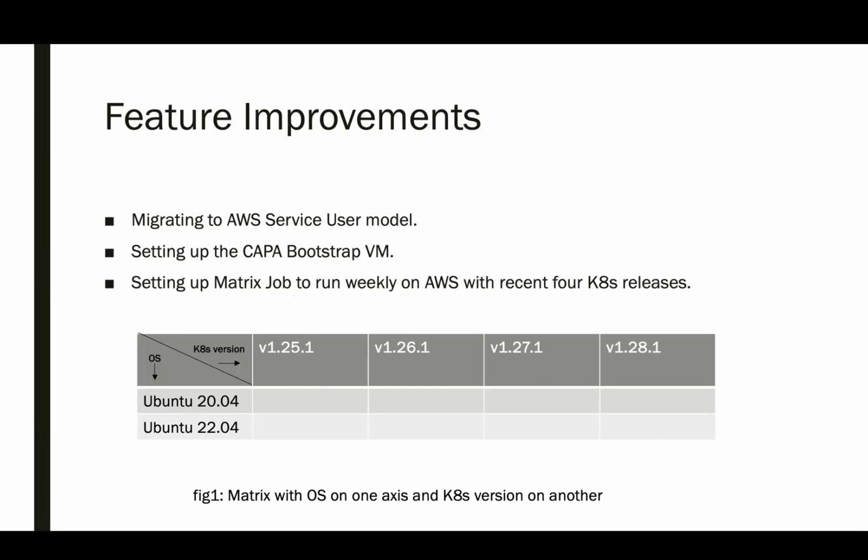The purpose of this matrix job was to check the compatibility of Antrea with the recent four releases of Kubernetes. So we have basically created two axes: one for the OS and another for the Kubernetes version. We can add more OSs here as per the requirement. Currently we have two values for the OS axis, Ubuntu 20.04 and 22.04, and for the Kubernetes version we have 1.25, 1.26, 1.27, 1.28.